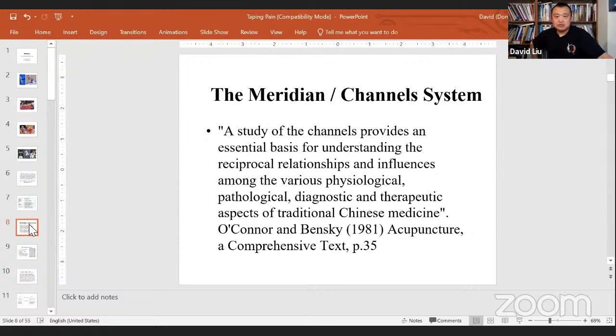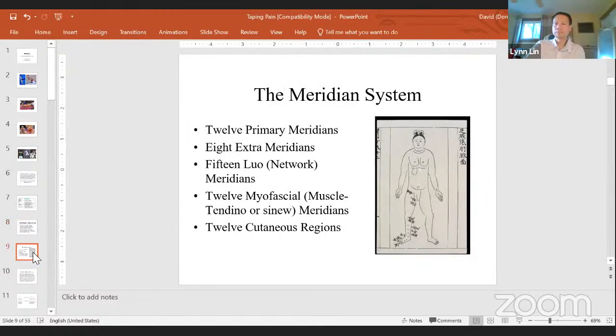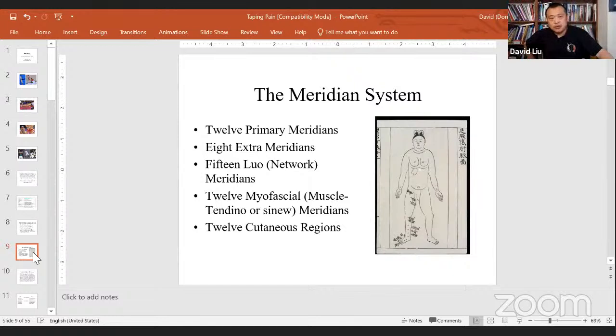A study of the channel system provides an essential basis for understanding the reciprocal relationship and influence among the various physiological and pathological aspects, and even the diagnostic and therapeutic aspects, of traditional Chinese medicine. Injuries are very common in the meridian system. We have several different meridian systems, for example the 12 primary meridians, called sport meridians, network or web meridians, myofascial meridians or sinew meridians, or connected vessels.